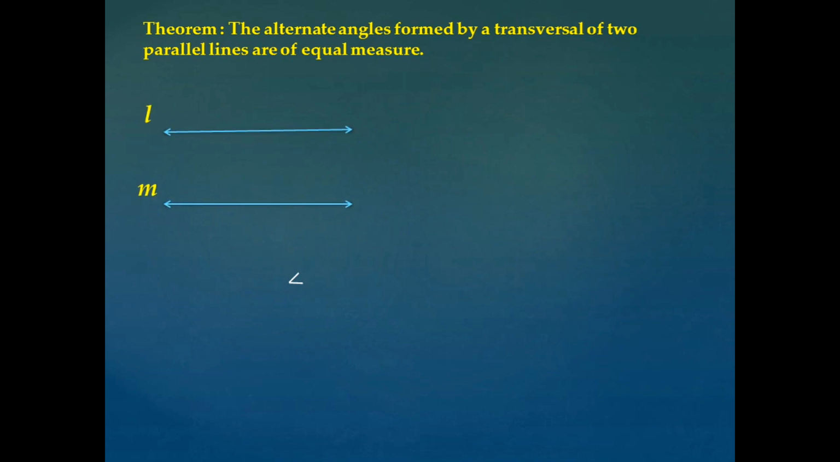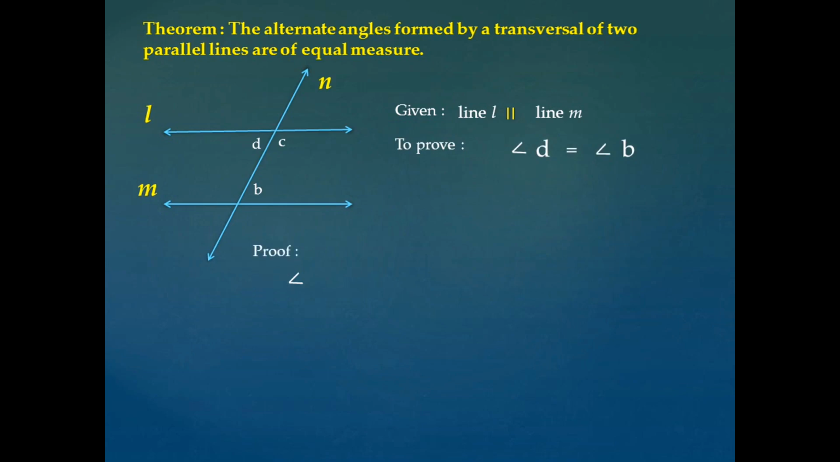Suppose there are two parallel lines, line L and line M, which are parallel, and line N is their transversal. And due to this transversal, angle B, angle C and angle D are formed at two distinct points. So here the given will be line L is parallel to line M and N is their transversal, and we have to prove that angle D is congruent to angle B, as these two are alternate angles of each other. We will start with the proof.